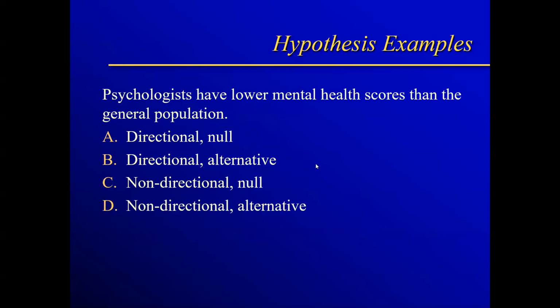All right, next one. A, B, C, or D. Psychologists have lower mental health scores than the general population.